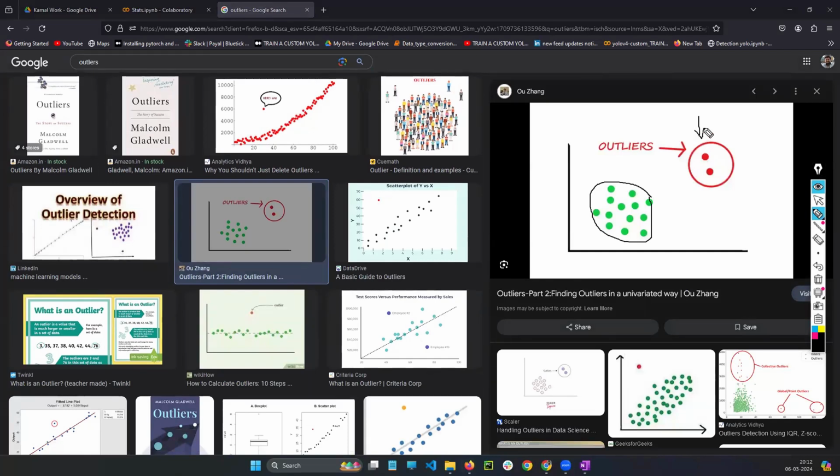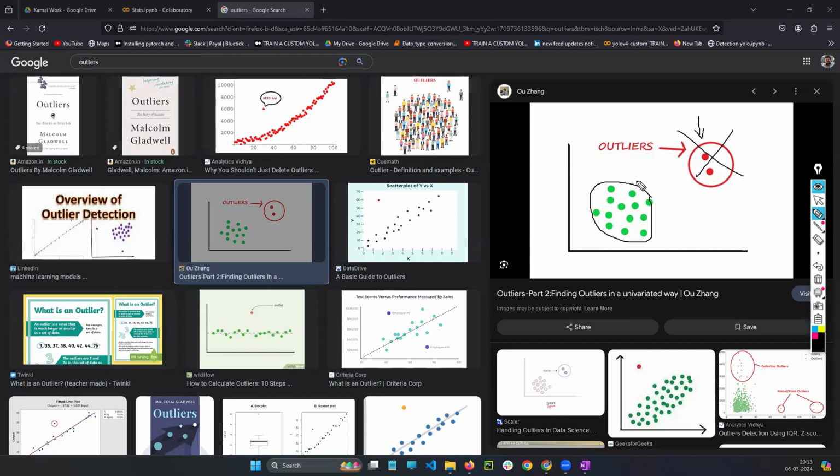A lot of people, the beginners, will remove these two points. But as a data scientist or data analyst, data is very important for us. If you remove the data, is it a good option? No. You need to handle the data. If there is an outlier, use stats techniques and handle the data. You should not remove the data.